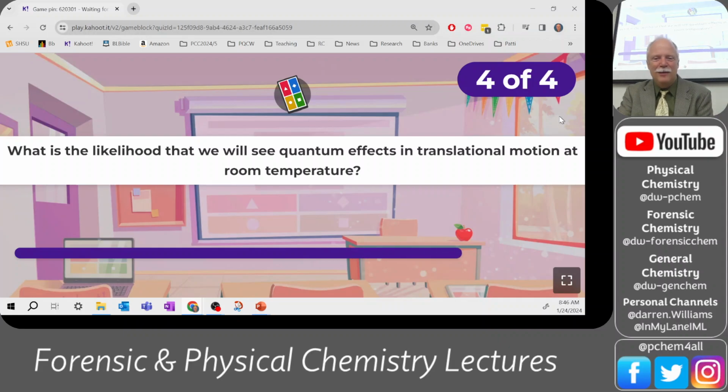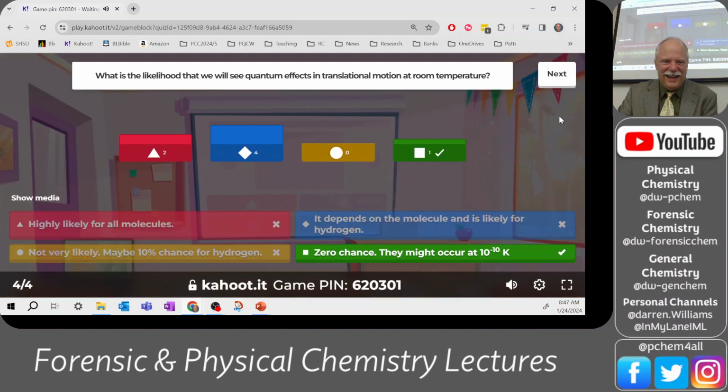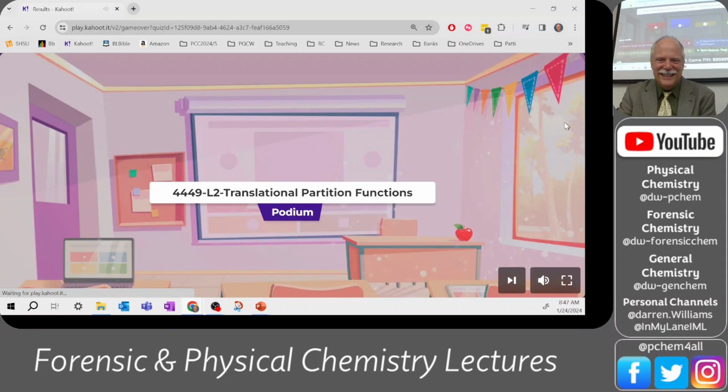What's the likelihood we'll see quantum effects at room temperature in translational motion? Gotta think about it. We did a calculation related to this. We did the calculation of when we think translational quantum effects would show up, at what temperature where q is equal to 2. Yeah, we solved for the temperature. Oh wow! So the one person got it. It was like 10 to the minus 10 Kelvin. You're kidding.